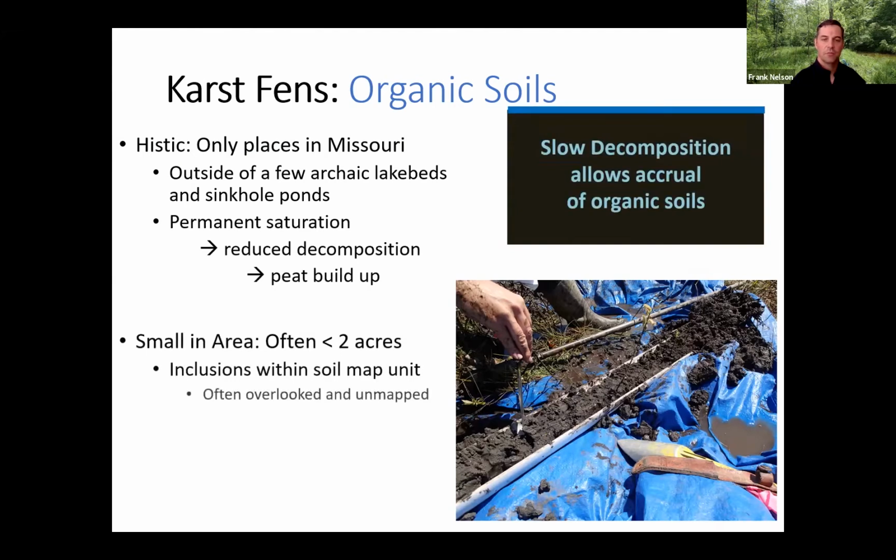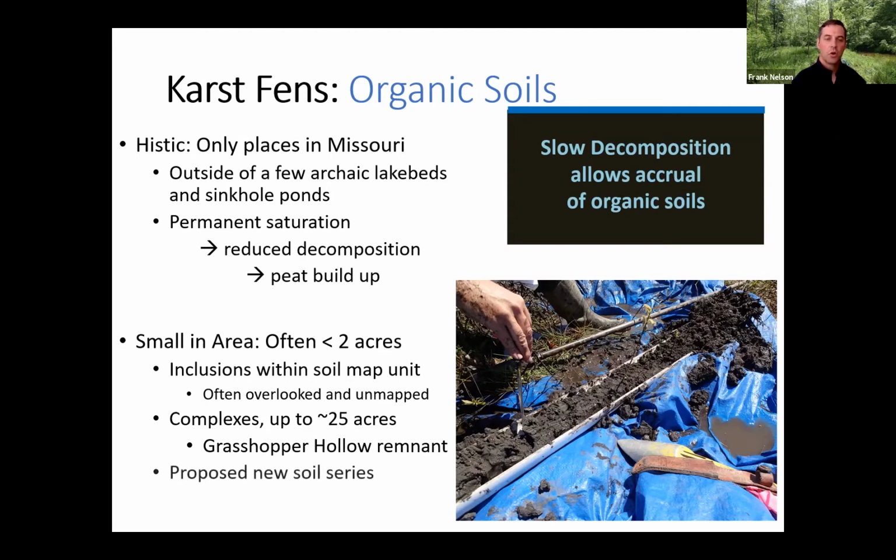These spots are often very small, less than 2 acres. They're often inclusions of soil map units, and therefore they're overlooked and unmapped. Occasionally we'll get complexes that can be up to 25 acres of different fens. Grasshopper Hollow is really the only remnant that's that big. However, we are hoping to propose a new soil series, the B-Fork, which is a histic epiaqual, so that these communities can be mapped better in the future.